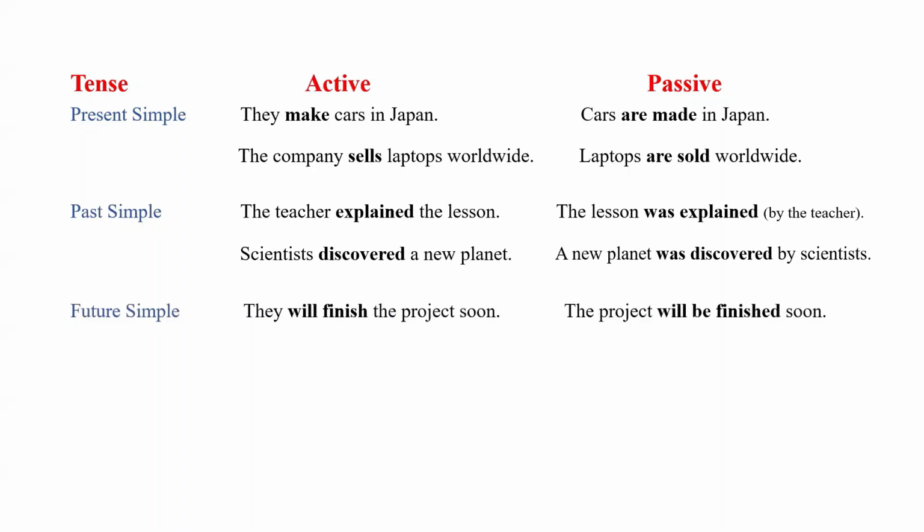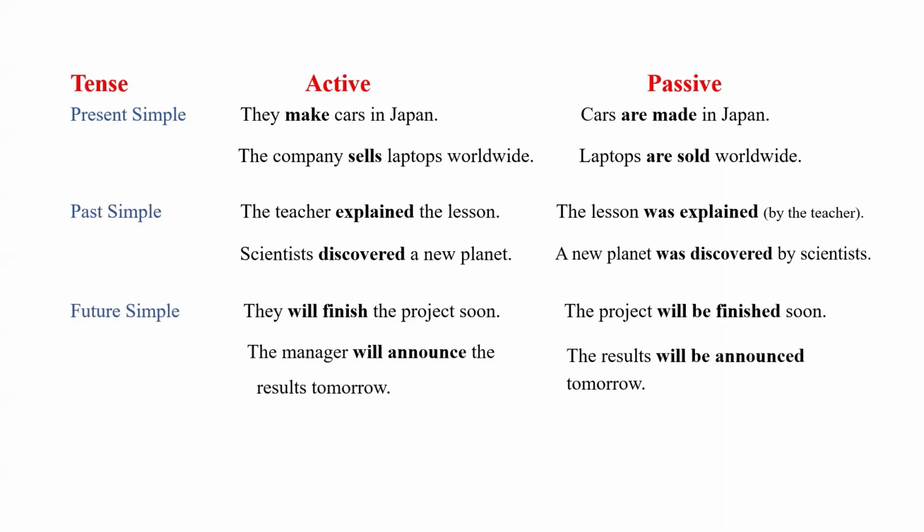Future simple. They will finish the project soon. The project will be finished soon. The manager will announce the results tomorrow. The results will be announced tomorrow. Then present progressive. She's writing a letter. A letter is being written by her. If you want, you can add. If not, just leave it there.